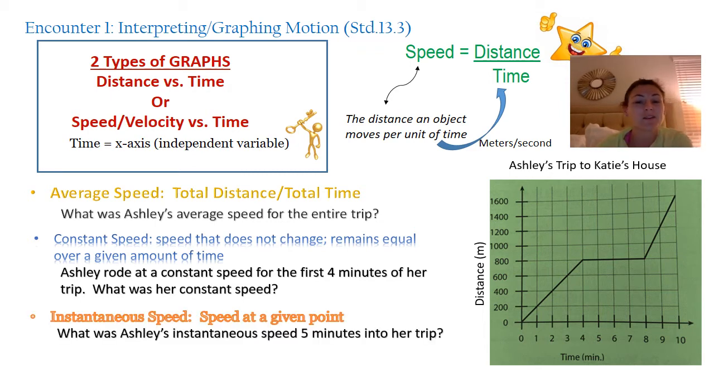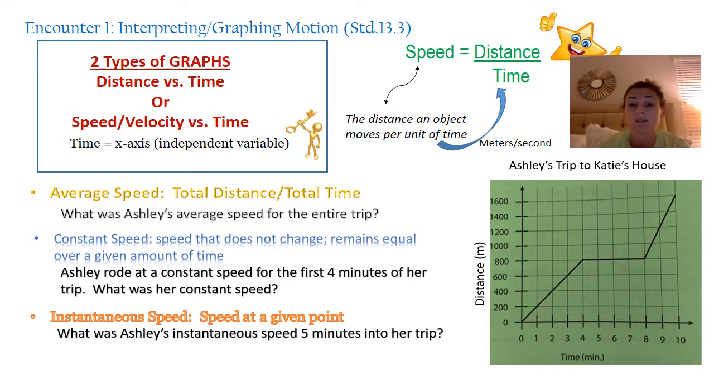The last thing I want to talk about with speed is there's something called instantaneous speed, and this tends to bother people. Instantaneous speed is something that occurs at a given point. So it's like taking a photograph. It's like a little snapshot of a run. And while you're in mid-run, that's your instantaneous speed. So it's the speed at a given point. So I could look at Ashley's trip and I could see Ashley's instantaneous speed at 5 minutes.